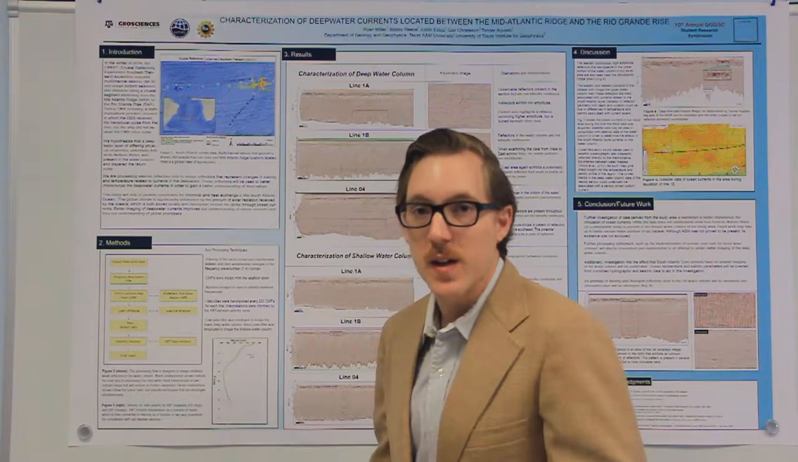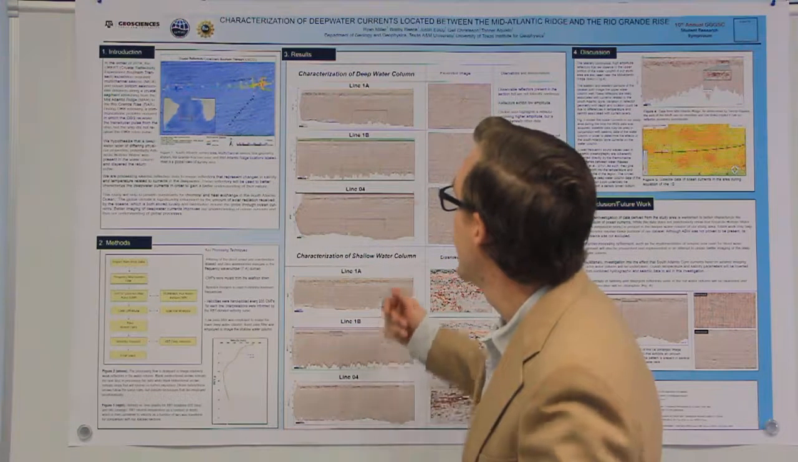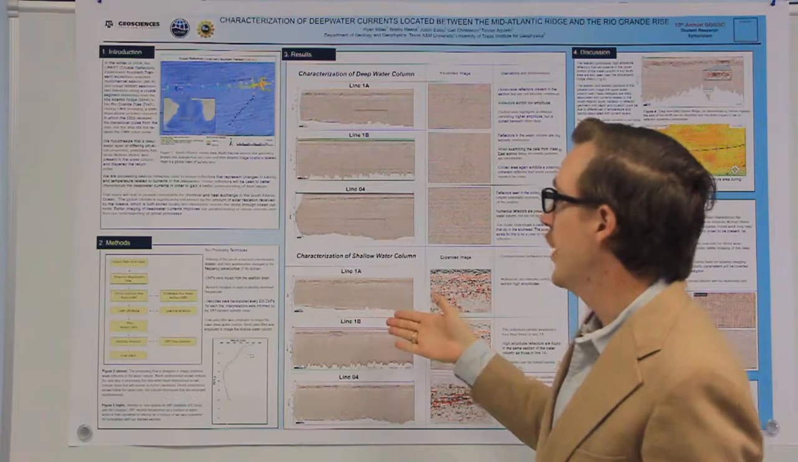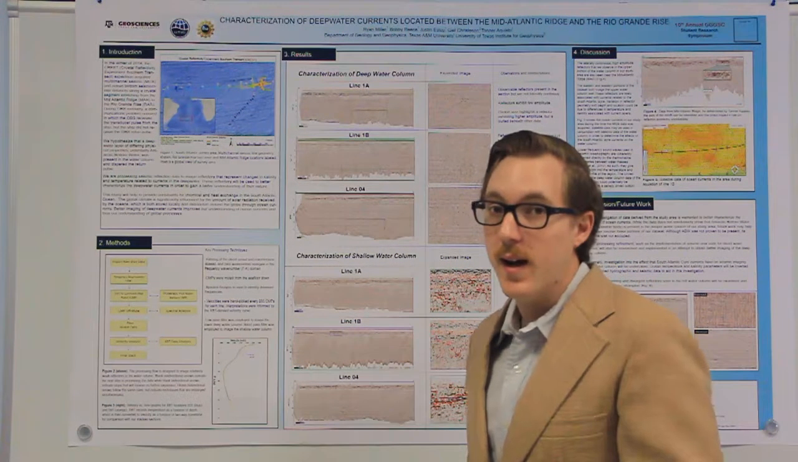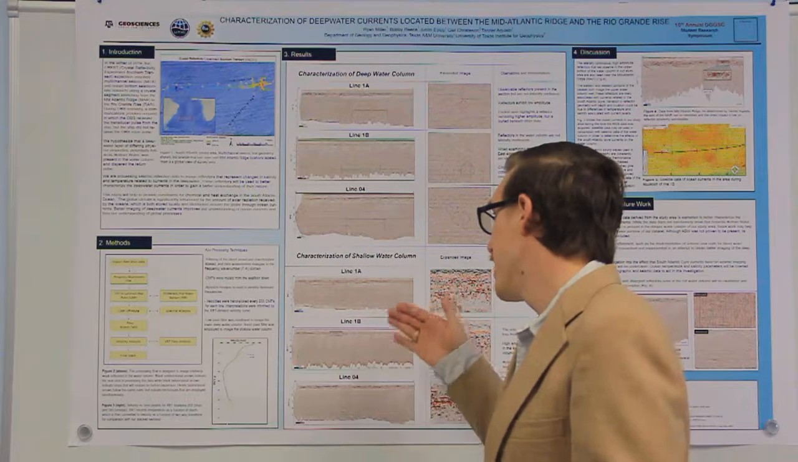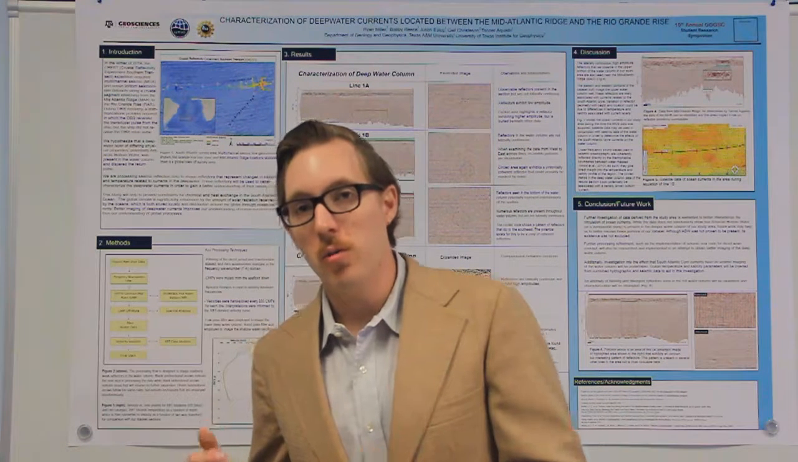Here you can see the processing flow used for this data. Specifically, I'm going to highlight that in my results you can see that the deep water column and the shallow water column are separated. This is because we use a low pass filter for the deep water column, while we use a band pass filter for the shallow water column. This was an attempt to better image long wavelengths.